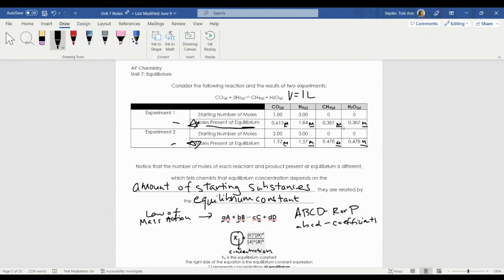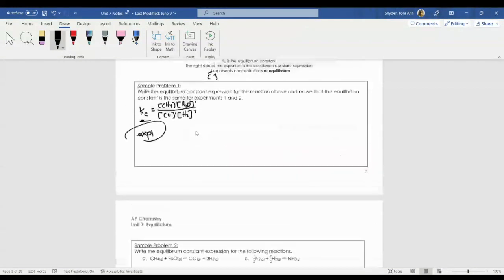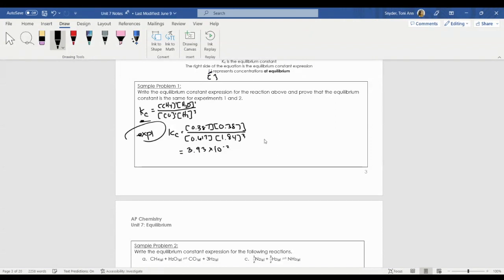I'm just going to plug these into my equation down below. For experiment 1, the concentration of methane is 0.387 raised to the first power, times 0.387 again raised to the first power. That's for water. And I'm going to set that over the concentration of carbon monoxide, which is 0.613, times my concentration of hydrogen, which is 1.84, raised to the third power. If you solve this correctly, you should get an equilibrium constant of 3.93 times 10 to the negative 2. This is actually a unitless value, so you don't even need a unit for this. There is no unit present for that.